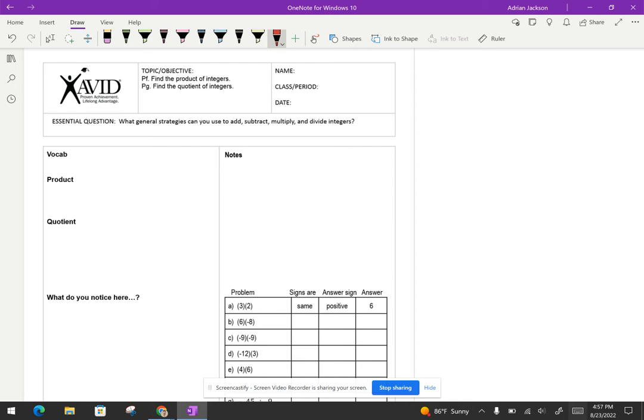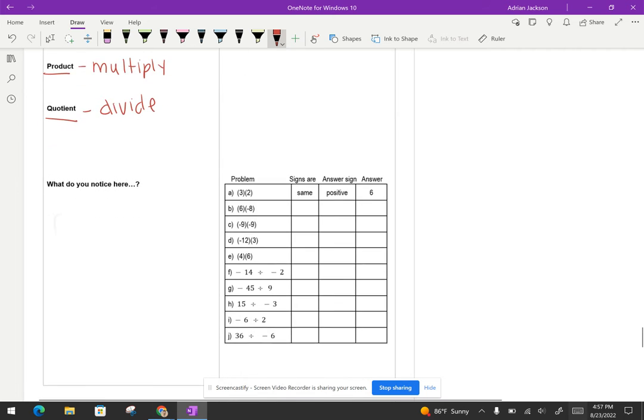Okay, for the last of the prereq unit, we are doing product and quotients of integers, which is just multiplication and division. So product means to multiply, and quotient means to divide. Okay, so to get started, I have this little chart here, and we're going to try to come up with a conclusion ourselves before I tell you it.